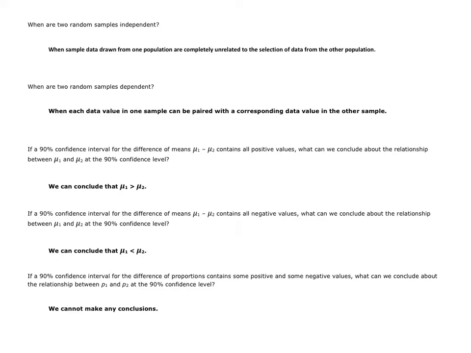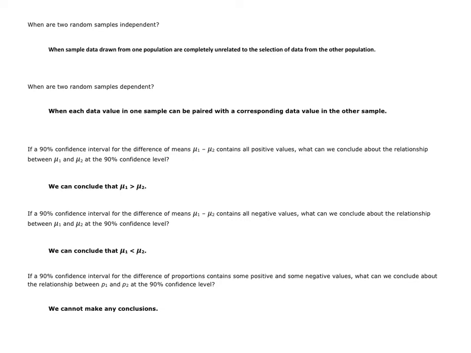We're going to extend our skill set from one sample Z and T test to paired differences, or two samples. First, let's look at when two random samples are independent. When sample data drawn from one population are completely unrelated to the selection of data from the other population, then you have two random independent samples.